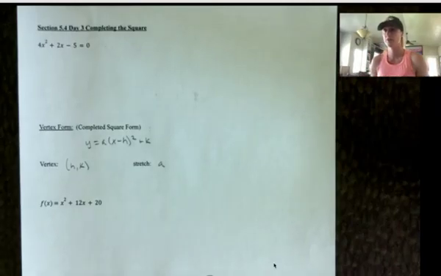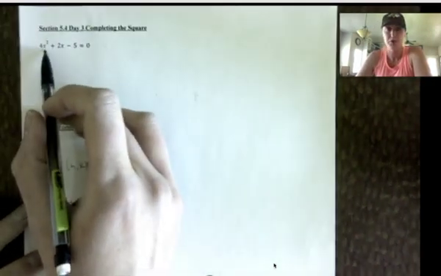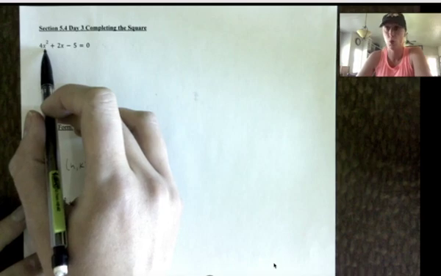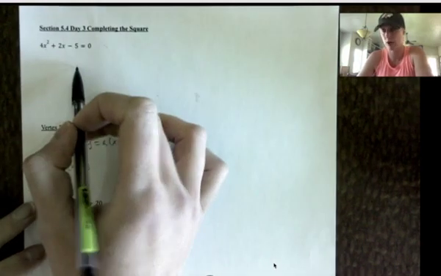In this video, I'm going to do a little bit more with completing the square. So first, let's just start with an example of what we were doing in the previous section. Remember, we want our leading coefficient to be 1. So if it's not, we're going to divide everything by whatever it is, in this case 4. So we're dividing everything by 4.